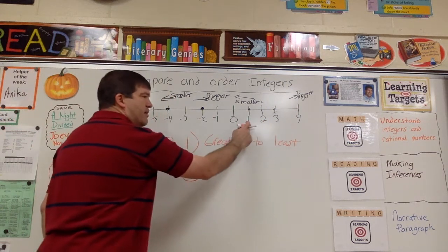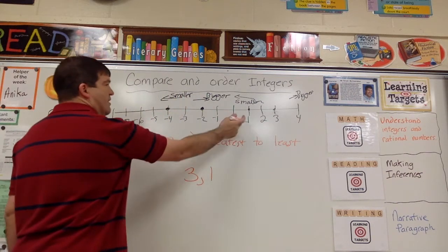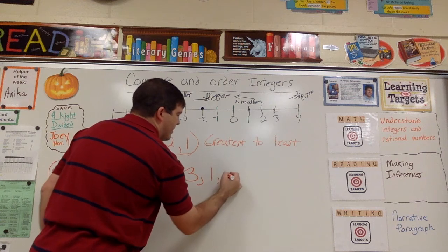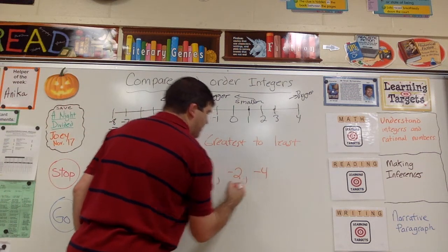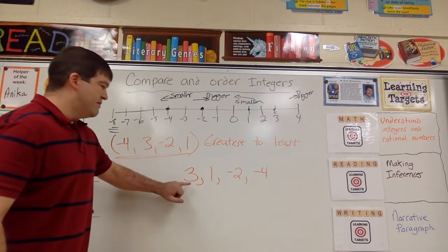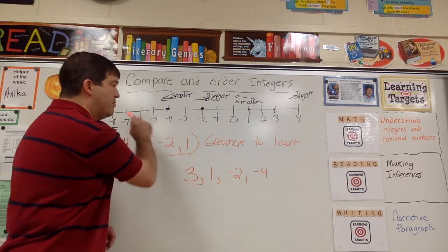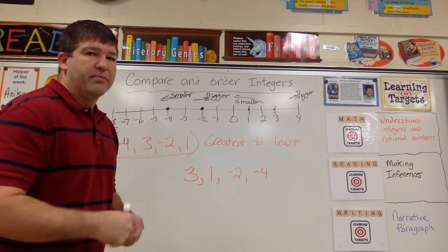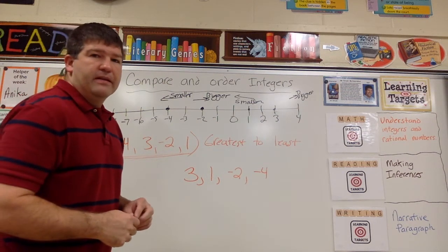A little bit bigger, but not as big as 3, is 1. And then I keep going this way. I have -2. And then I have -4. So if I've ordered these from greatest to least, it's 3, 1, -2, -4. And when you put it on the number line, it's easy to see, and you should be able to know which is greater and which is least.